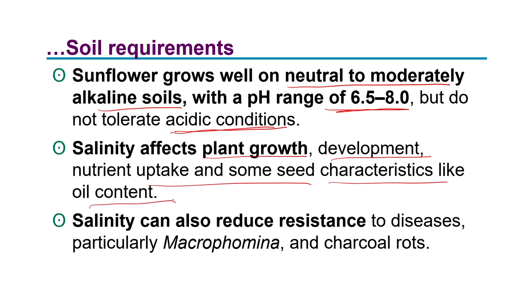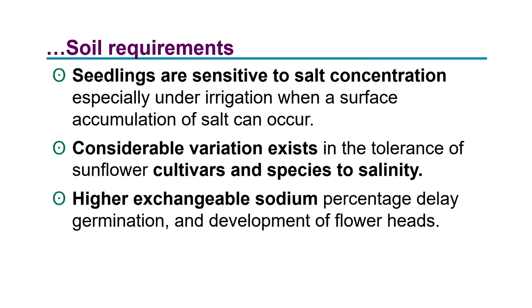Salinity can also reduce resistance to diseases, particularly macrophomina and charcoal rots. So wherever possible, it should not be grown in saline soils where you get high concentration of soluble sodium salts. Seedlings are sensitive to salt concentration, especially under irrigation, when a surface accumulation of salt can occur.